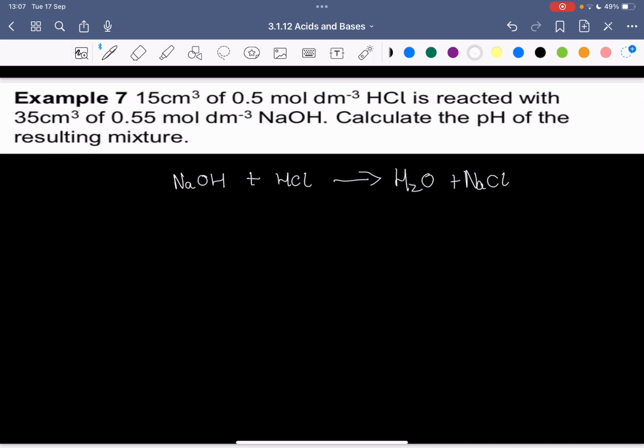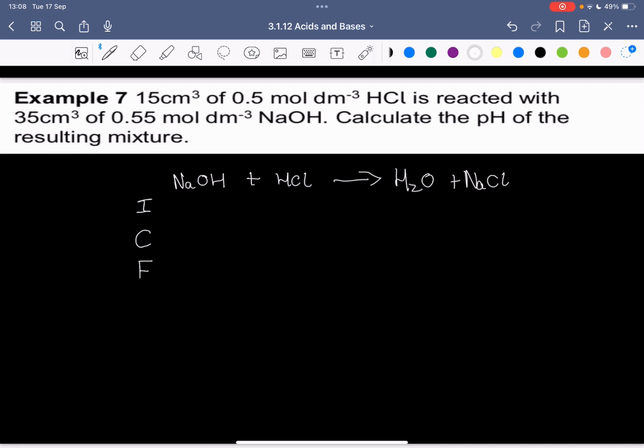And now I like to do a table. Now it's a bit like the ICE table. However, this reaction doesn't go to equilibrium, right? It actually finishes. So instead of writing down equilibrium, you can write final moles instead. So initial, change in moles, and final moles.